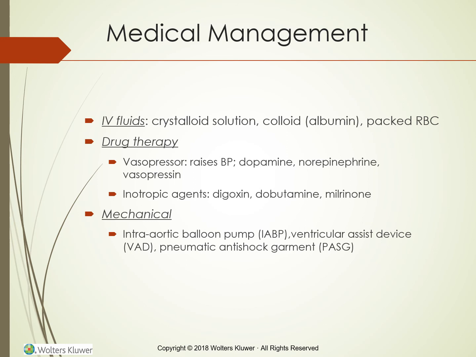Medical management. An aggressive treatment of conditions that predispose to shock may prevent further shock. Once shock develops, treatment depends on its type and level and usually includes one or more of the following: IV fluids, vasopressor drug therapy, and mechanical devices that restore blood circulation to cells. IV fluids are prescribed to restore intravascular volume.